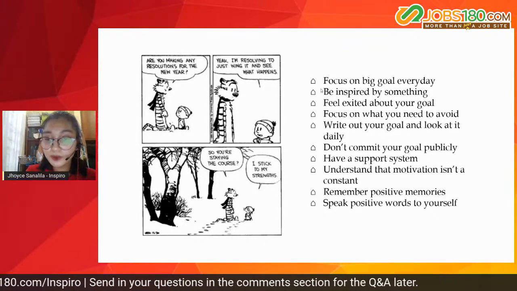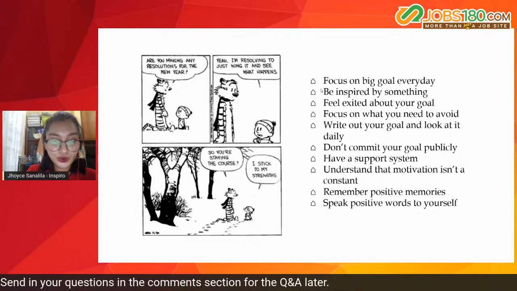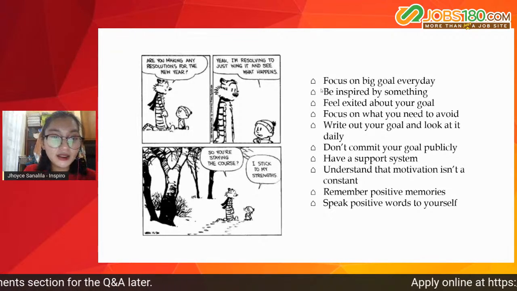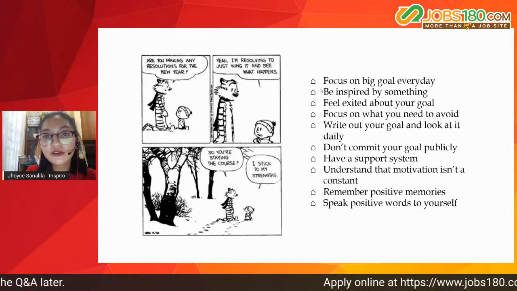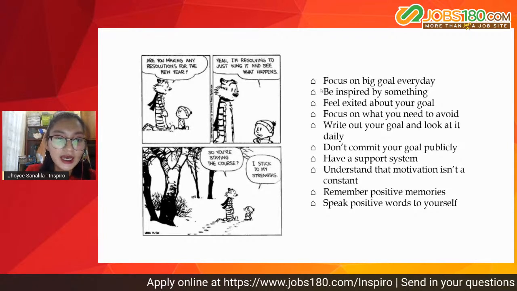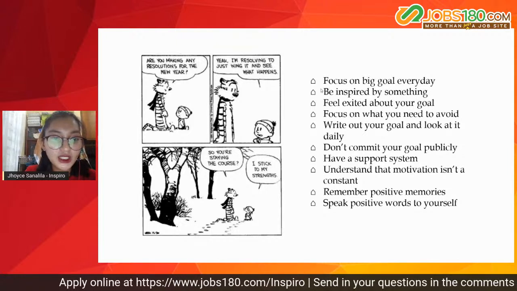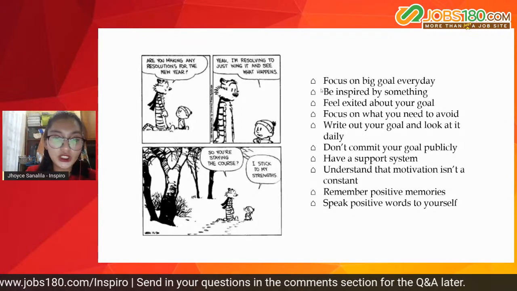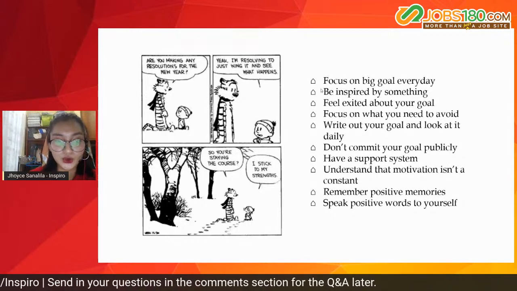Next is speak positive words to yourself. Put yourself in a positive mental attitude by telling yourself how smart you are or how hard working you are. Get in the habit of encouraging yourself to help you rise to the task of whatever you're trying to accomplish.